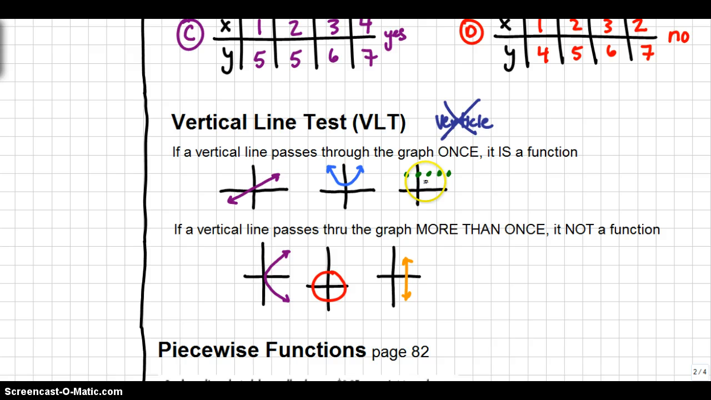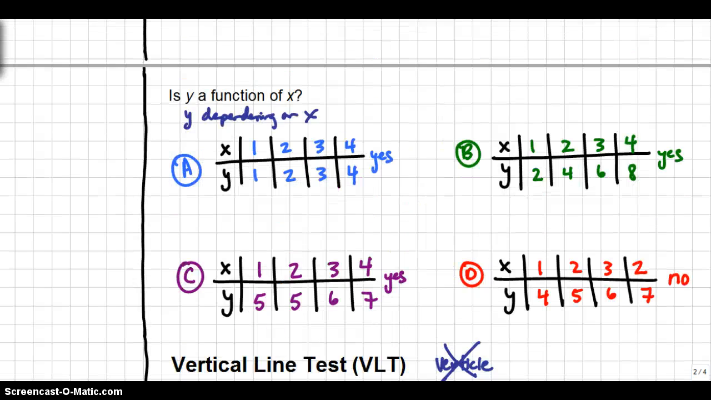And you can see from these 3 examples here that none of these have repeat x's. All the x's are independent of each other. Some of the y values do repeat, but it's okay if the y values repeat as long as the x's are different. If a vertical line passes through the graph more than once, then it isn't a function, as seen here in all 3 of these examples. On these, you could see that the x value can be repeated and different outcomes are given, so that is not allowed. This is simply a visual representation of what we just did back here in the tables.